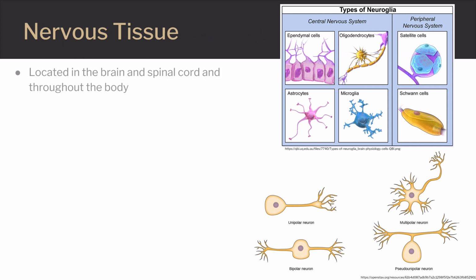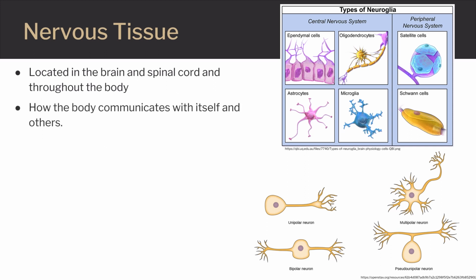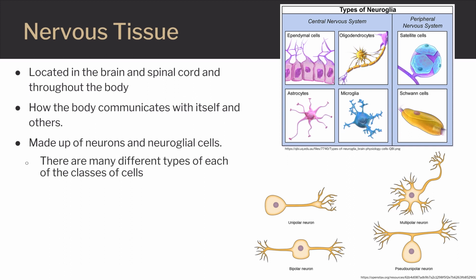Nervous tissue is primarily found in the brain and spinal cord, but it's also found throughout the body, integrated with other organs and organ systems, and it's how the body communicates with itself and others. Nervous tissue is made up of neurons and neuroglial cells. There are several different types of each of the classes of cells.